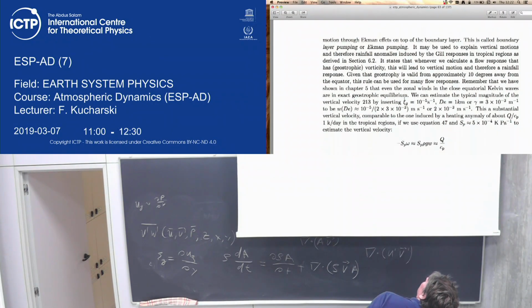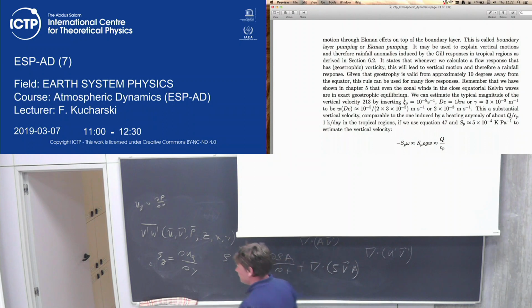We can do a very simple calculation that shows that this is actually relevant, because it may turn out to be not relevant. We have a vertical velocity, but perhaps for climate studies, it's not a relevant vertical velocity and we can just ignore it. But it turns out it's not the case. So we can compare this.